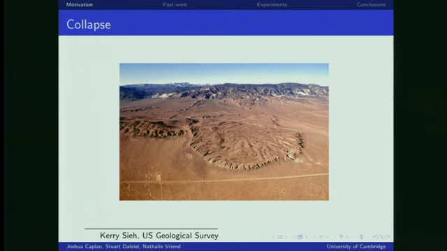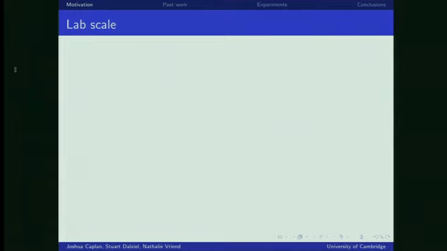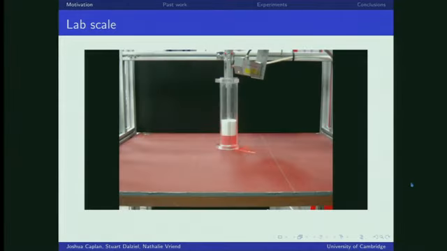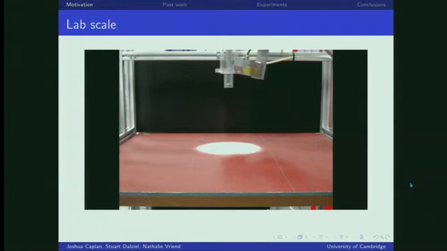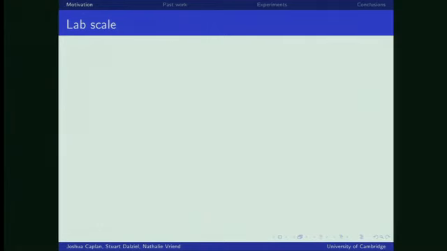So we try and understand this via lab scale experiments, such as this one here, which is one of mine, where we consider just a simple cylinder of granular material and let it fall down and make a nice little mess there.